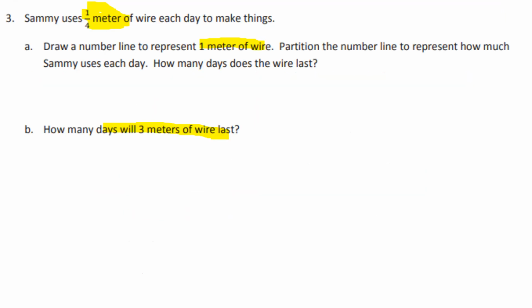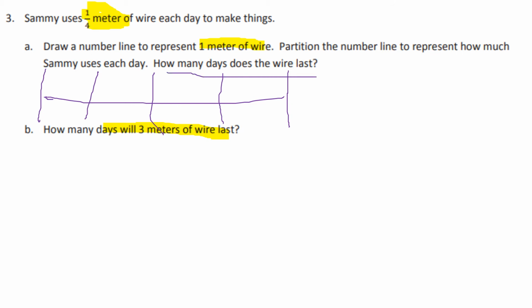And let's keep going. So for this problem, it says, Sammy uses 1/4 meter of wire every day to make things. Draw a number line to represent 1 meter of wire. I will help you with this. So here's your 1 meter of wire. And it says to partition the number line to represent how much Sammy uses each day. So I will help you with this part right here. I will not number it for you. I want you to number it and then tell me how many days does the wire last. And then I want you to tell me how many days will 3 meters of wire last. So take your time to solve these two problems.